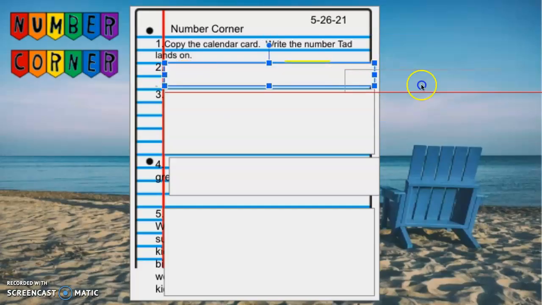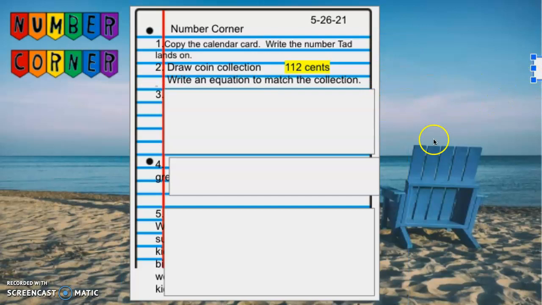We are moving on to number 2. For number 2, you are going to draw a coin collection that equals or has a value of 112 cents. Write an equation to match the collection. Press pause if you need more time for number 2.